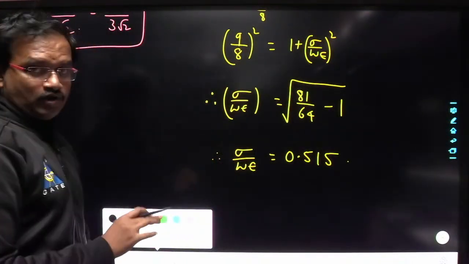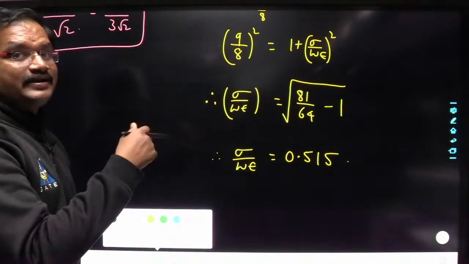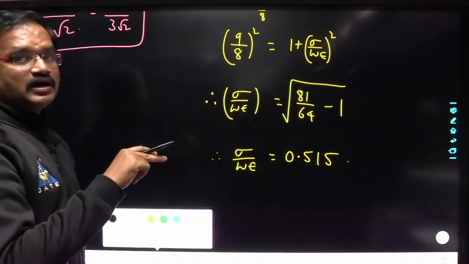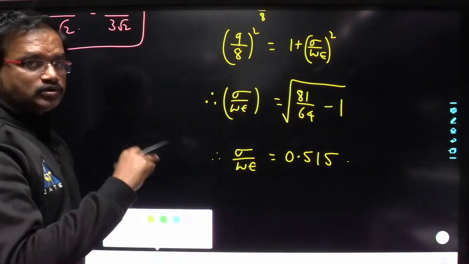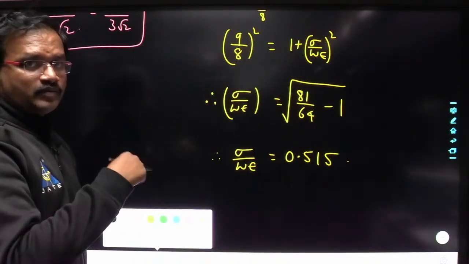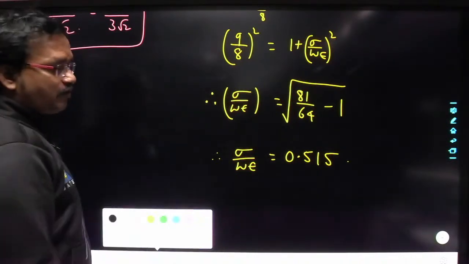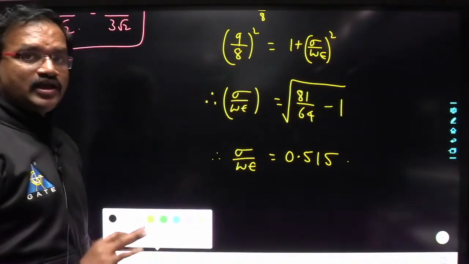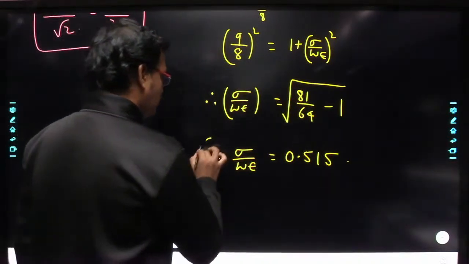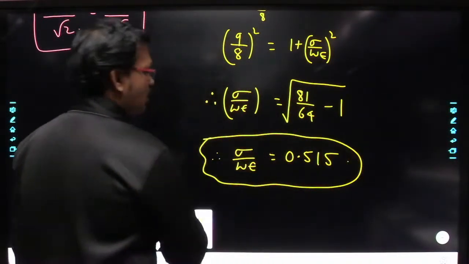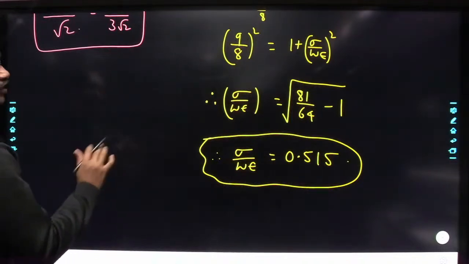Okay, see, there are no units for sigma by omega epsilon ratio. It is the ratio of what? It is the ratio of conduction current density to displacement current density. Understood? Both are having the same units, numerator and denominator both are having the same units, and hence the units will get cancelled. So sigma by omega epsilon ratio is not going to have any units, right? So sigma by omega epsilon ratio is equal to 0.515. So that's what you are going to get.